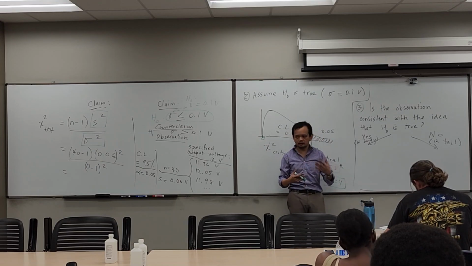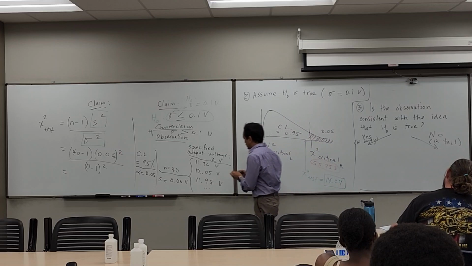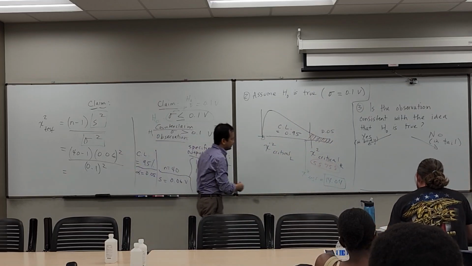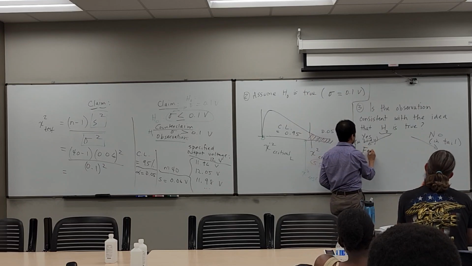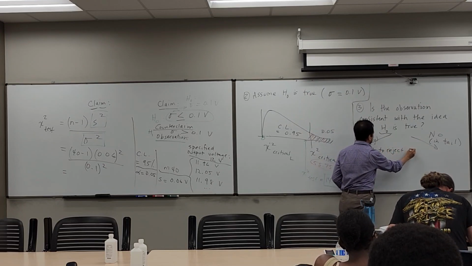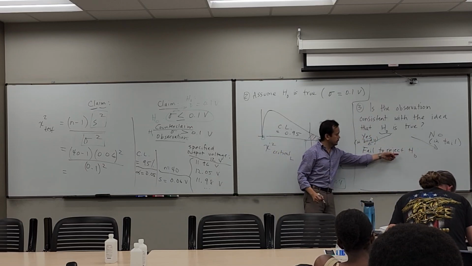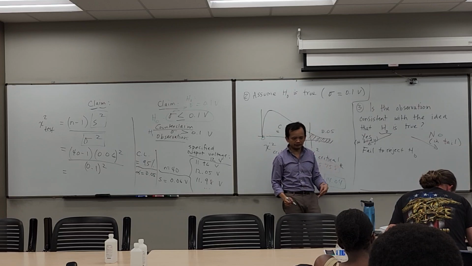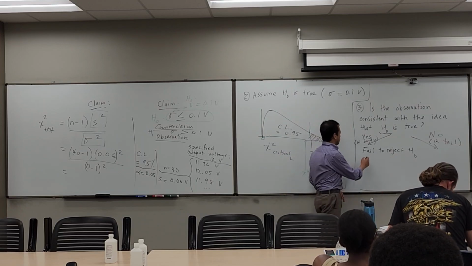So we can't just accept the idea for all possible observations. The best we can do is not throw it out, or fail to reject the idea. And the idea under consideration here is H0. So we fail to reject H0. And remember, fail to reject doesn't mean accept, but you can think of it as leaning towards accepting. So we're leaning towards accepting H0.